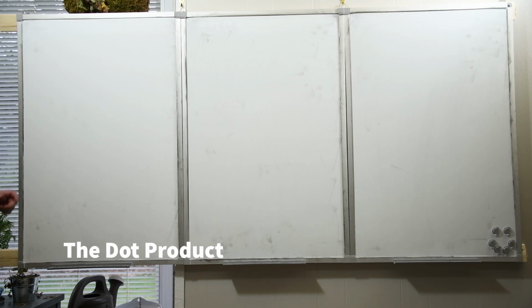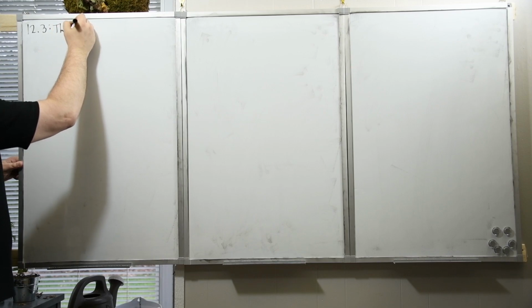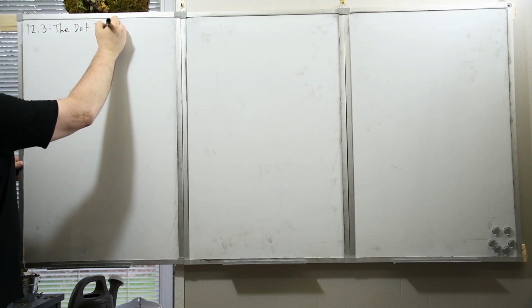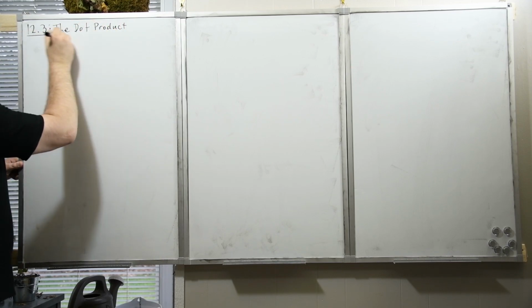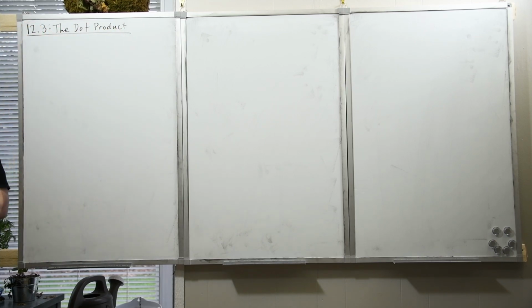So this time we're taking a look at section 12.3. And section 12.3 deals with the dot product. Now, we're going to start with the definition.